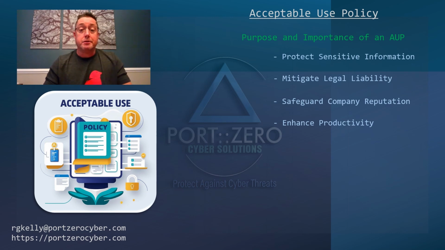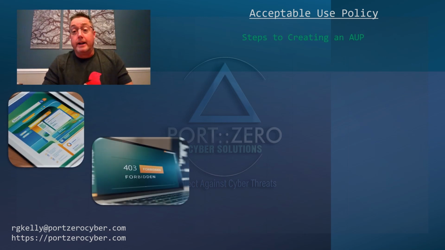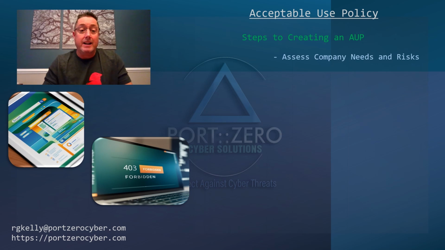Task number 2: steps to creating an AUP. Now that we understand the importance of an acceptable use policy, we'll walk you through the steps involved in creating one. Here's the process. First, assess company needs and risks. Start by evaluating how employees interact with digital assets like email systems, networks, and mobile devices. We can help identify any unique security risks that could threaten your organization.